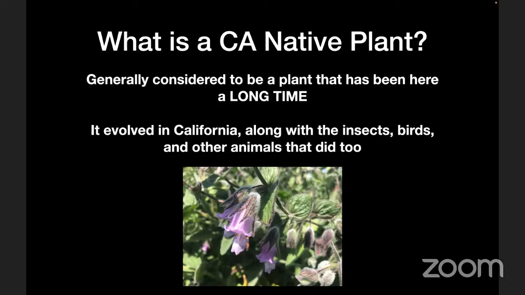A California native plant is a plant that essentially evolved here in California. It's generally considered a plant that has been here for a very, very long time. An easy way to think of it is when Europeans first arrived in California, they brought many plants from many different places with them. And so a plant that was here before that is generally probably a California native plant. It evolved in California along with the insects, birds, and other animals that did too. And if you get down to specifics, a lot of times people, including myself, will lump in plants from Baja California with California native plants. We don't need to get too picky, but essentially it's a plant that evolved somewhere around here.